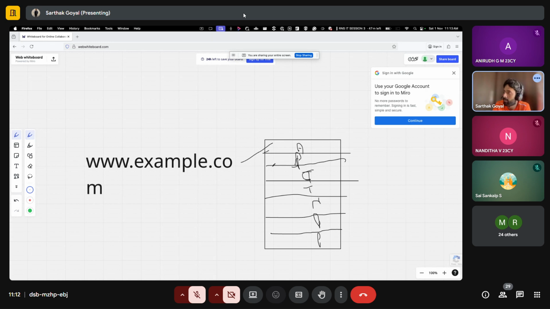TCP is set here at the transport layer. So understand this, visualize this. This is example.com, right? Example.com, you're typing it in your URL, you're typing it somewhere here, like I did webwhiteboard.com. We type it as users on here. This is application layer 7 for us.